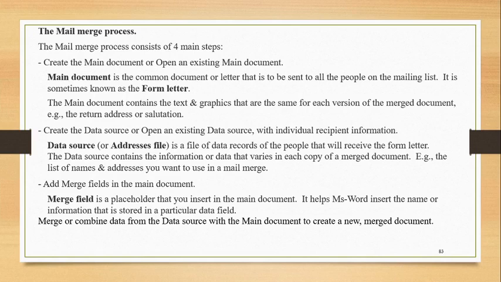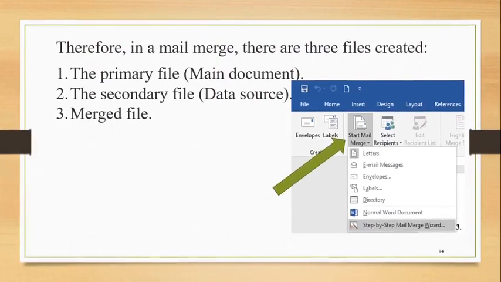Thirdly, add merge fields in the main document. A merge field is a placeholder that you insert in the main document. It helps Microsoft Word insert the information that is stored in a particular data field. Then merge or combine data from the data source with the main document to create new merged files. And therefore, for that case, we have three main files created in mail merge.